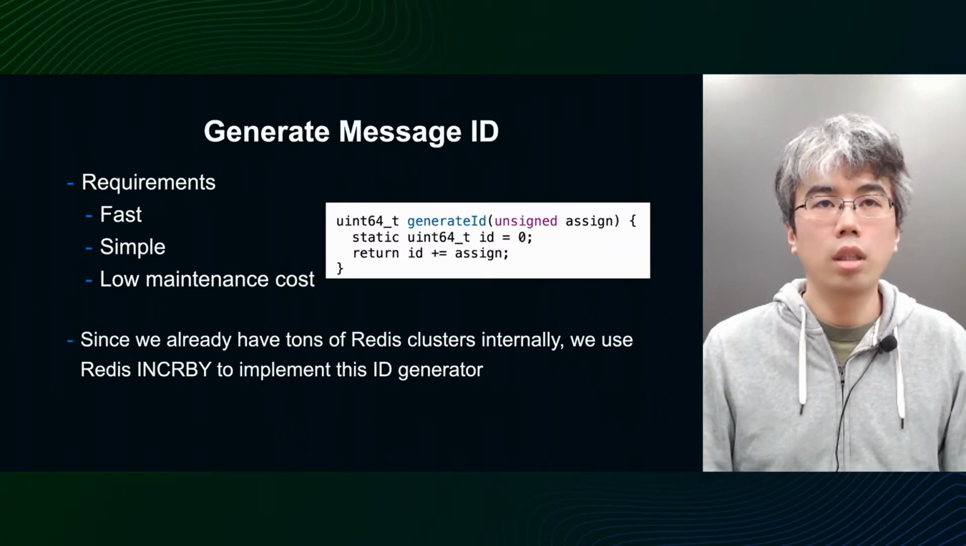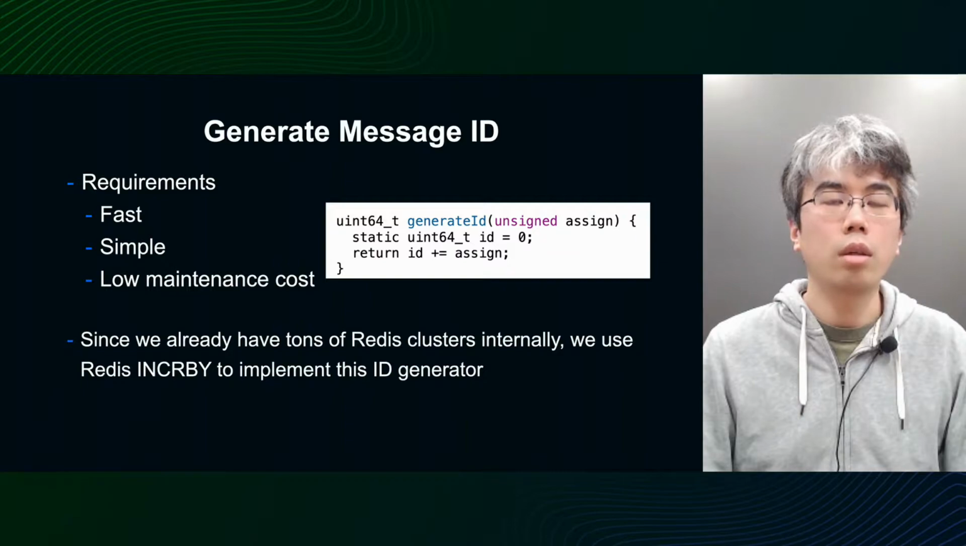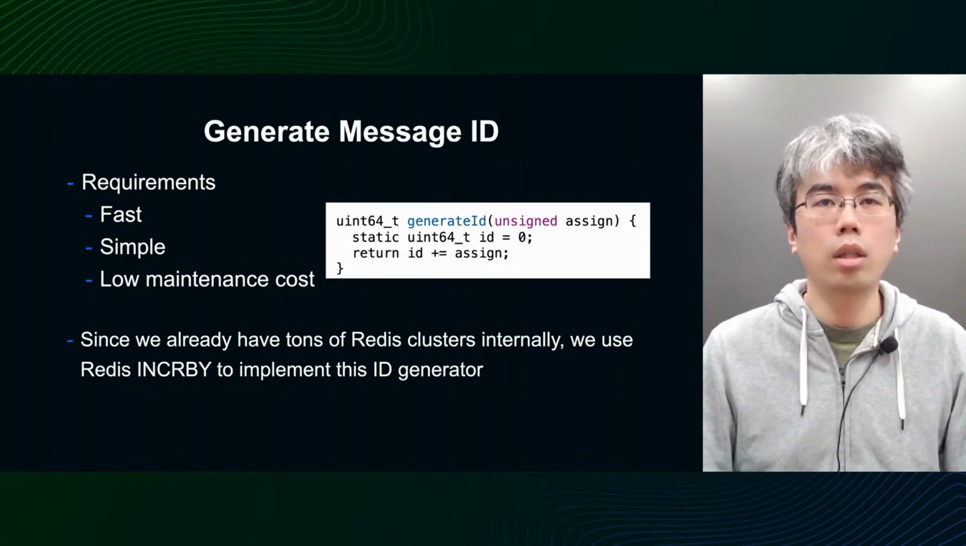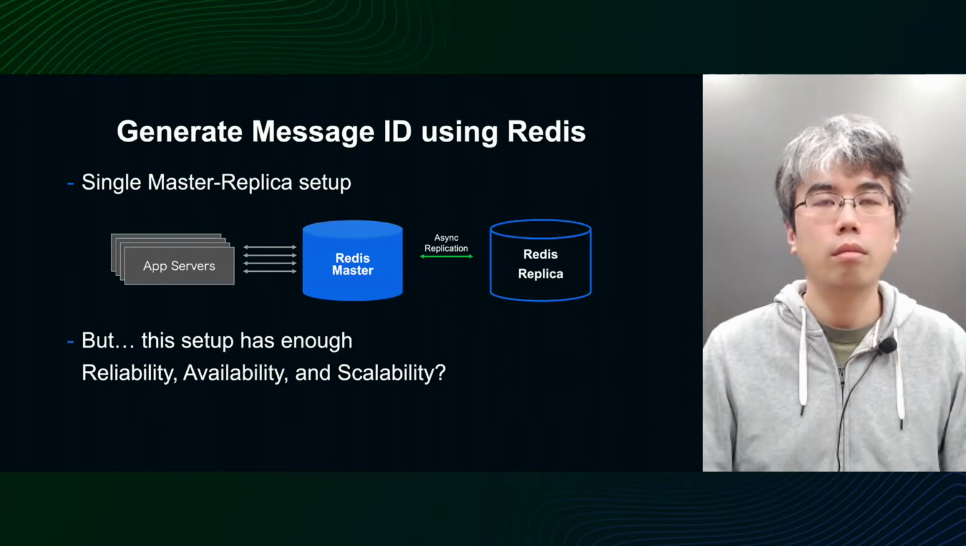So the question is how to generate this ID. The requirements for the ID generator are that it must not become a bottleneck for messaging, that it must be fast enough, that it must also be simple, as in the C code on the right-hand side, and that it must have a low maintenance cost. We decided to implement the ID generator utilizing Redis in order to meet these requirements, and also because we have already managed many Redis clusters.